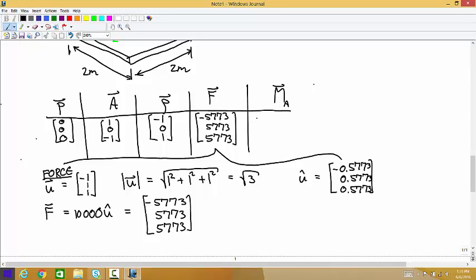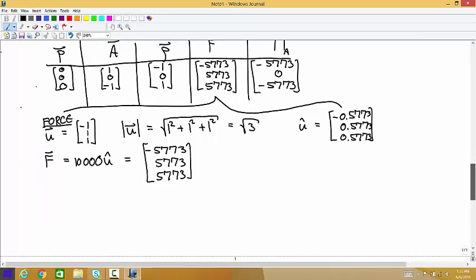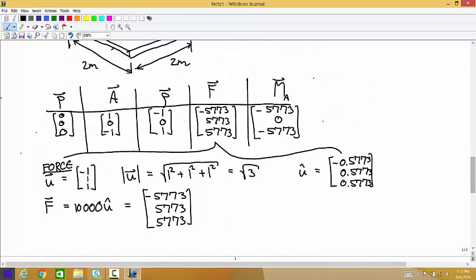And now, finally, to calculate that moment, we just take the cross product of this and this. And I think you get negative 5773, 0, negative 5773. Okay, so what does that mean? And this is in Newton meters.